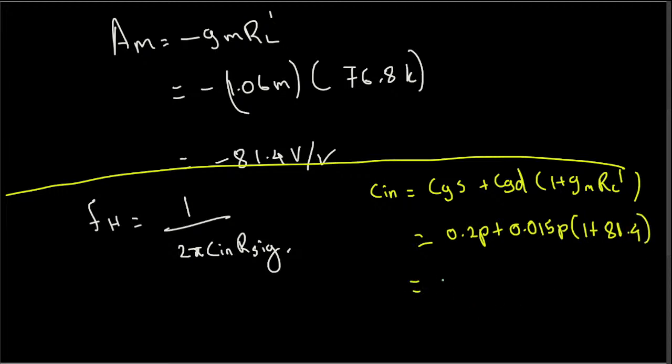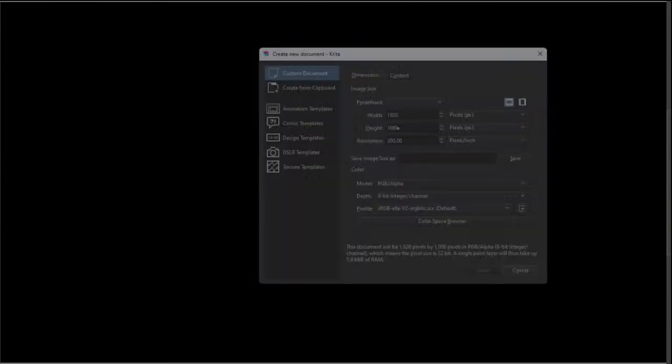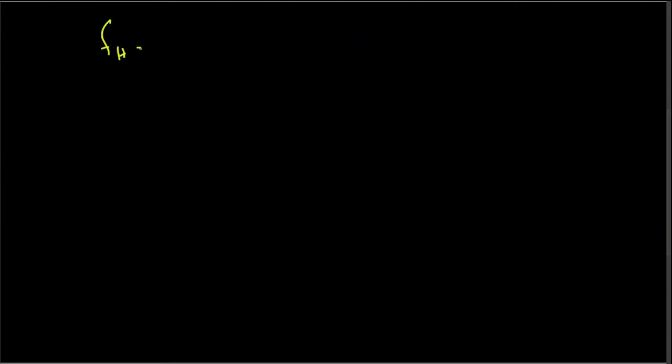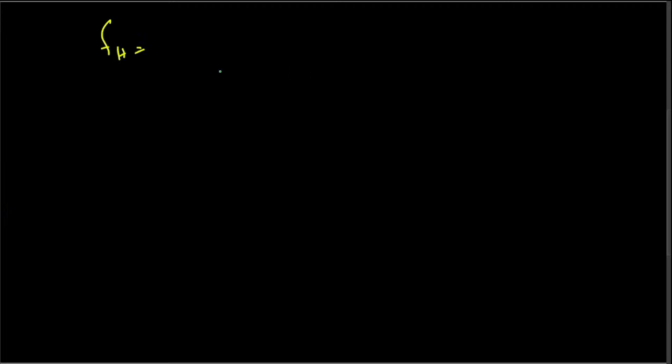Okay, plug it all in and calculate the Cin value. You will end up getting 1.43 picofarad. Okay, once you have the Cin value, then we can find out the FH frequency. Again, let's put the equation again. FH is nothing but 1 over 2 pi times Cin times the Rsig.